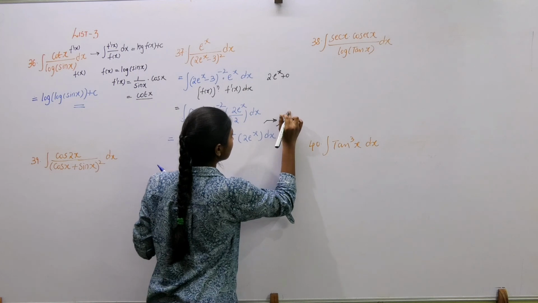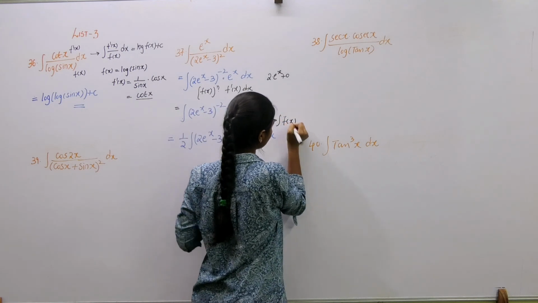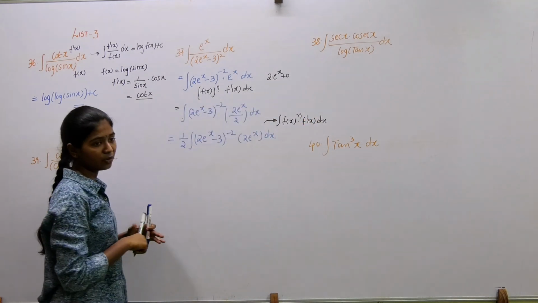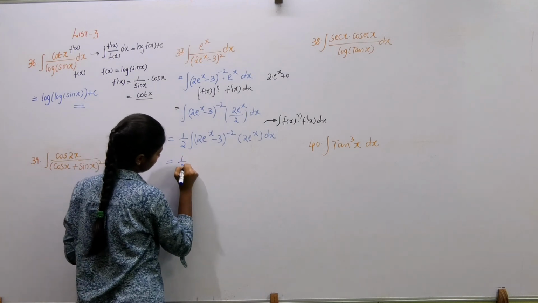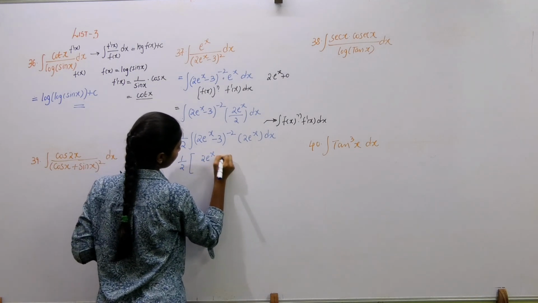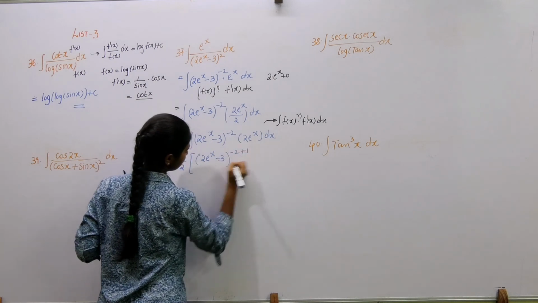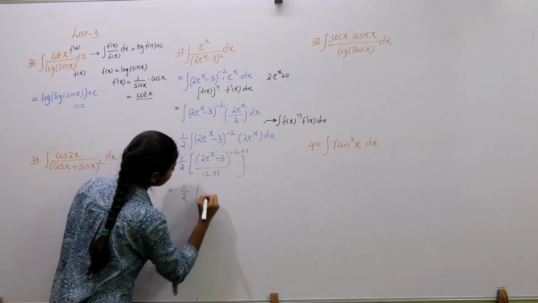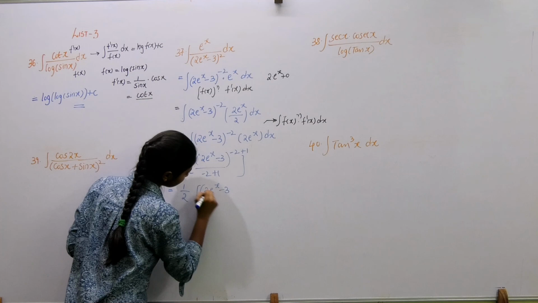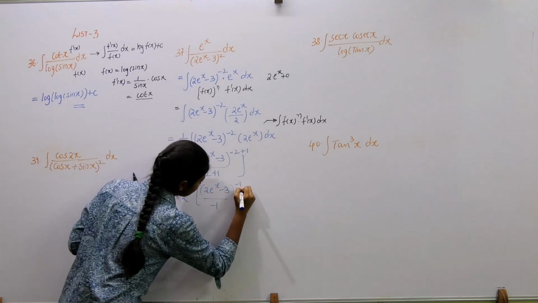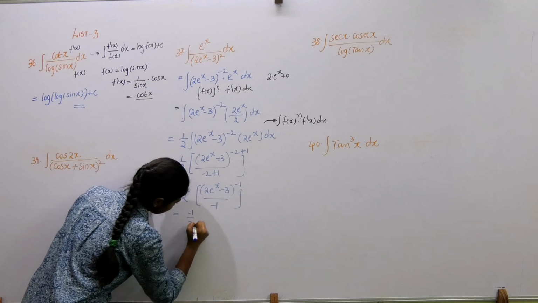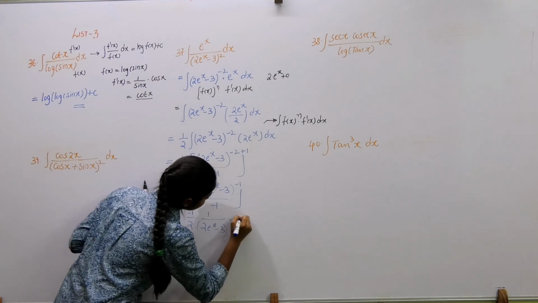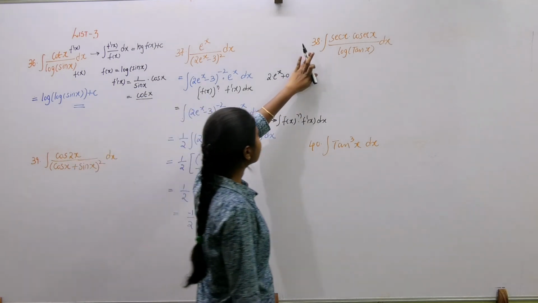integral f of x whole power n into f dash of x dx. We know the formula. It is f of x whole power n plus 1 by n plus 1. Half into 2 e power x minus 3 whole power minus 2 plus 1 by minus 2 plus 1. It equals 1 by 2 into 2 e power x minus 3 whole to the power of minus 1 by minus 1. It equals minus 1 by 2 into 1 by 2 e power x minus 3, plus c. Next, 38th one.